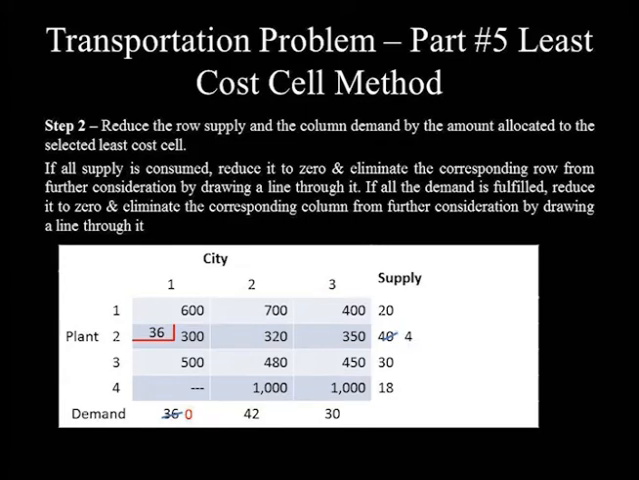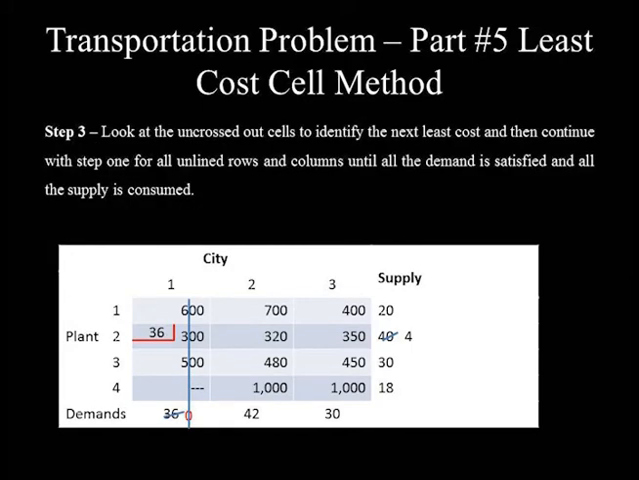The other rule is that if all demand is fulfilled, reduce it to 0 and eliminate the corresponding column from further consideration by drawing a line through it. CT1 demand is fulfilled, hence column 1 has to be crossed out by drawing a line through it.